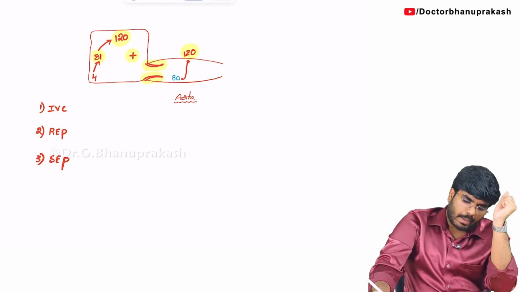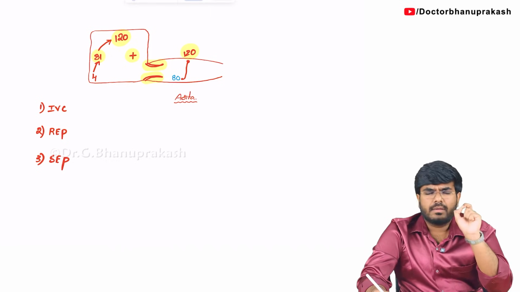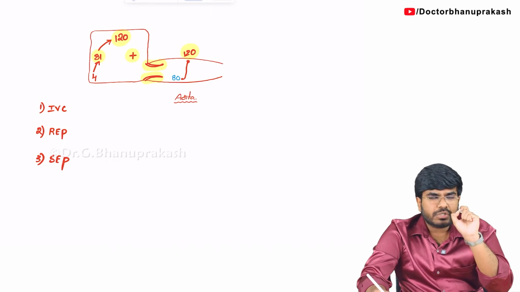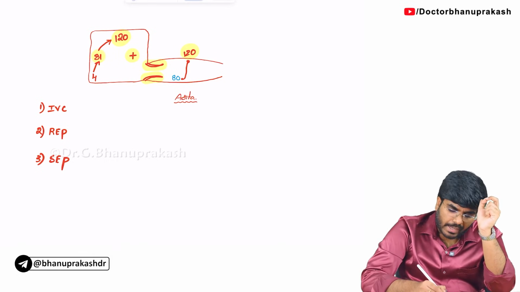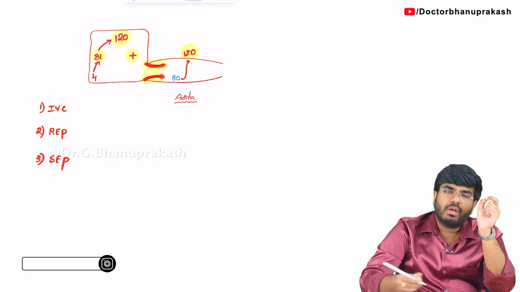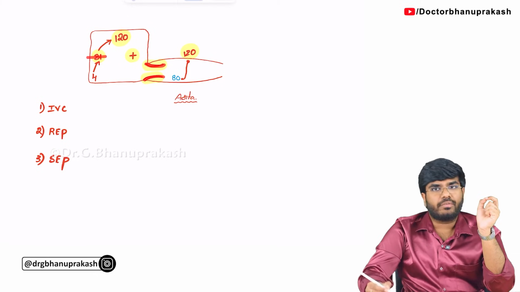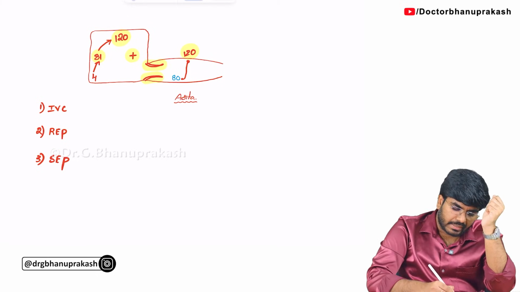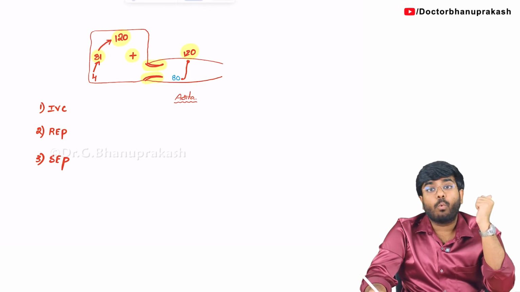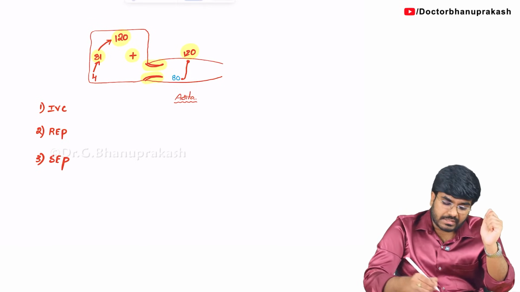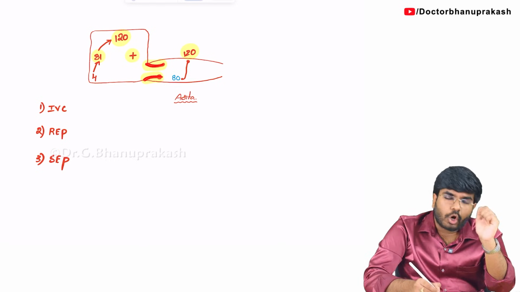Now, just for the concept, my question to you: at 81 mmHg itself, the aortic valve is opened. Then why is your left ventricle still contracting and raising the pressure up to 120 mmHg? Why? Because, see, just opening the aortic valve is not enough.